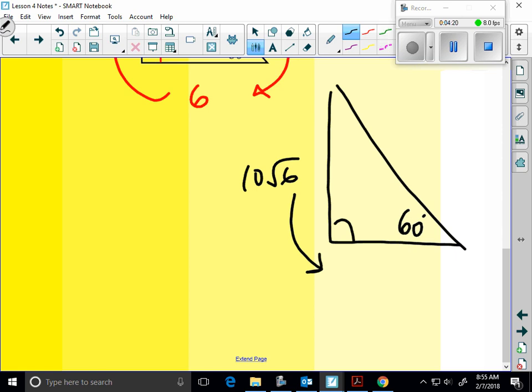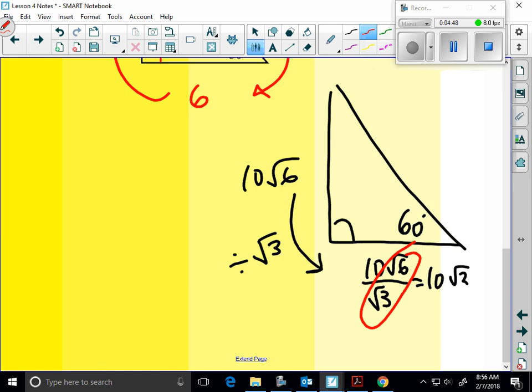So how would I get the short leg if I have the long leg? What do I divide by? Square root of 3. I always multiply and divide by the square root of 3. So this would be 10 square root 6 over square root 3, which would be equivalent to 10 times the square root of what? Square root of 2. How did I get the 2? I took the 6 and the 3, and I divided them. Okay. Now how do I go from short leg to hypotenuse? Multiply by 2. Done.